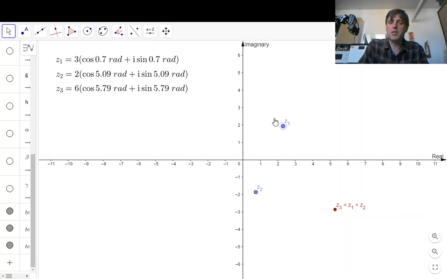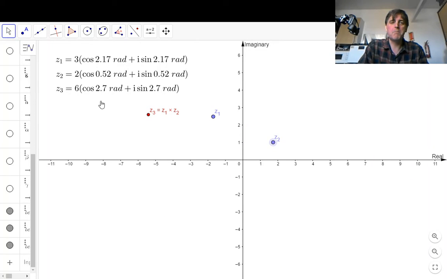Let's see if you can spot anything here. Z1 is always going to have a modulus of 3 and Z2 is always going to have a modulus of 2. If I move that one around, what's happening to that modulus of Z3? Well, you might have spotted it's always giving us an answer of 6. So the moduli, if I'm going to be technical, of these two complex numbers when we multiply them together always seem to give us the answer 6 as the modulus of the product.